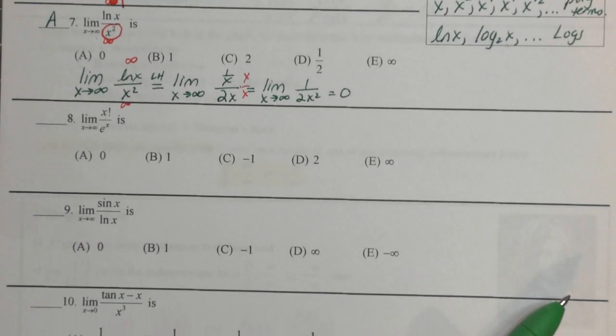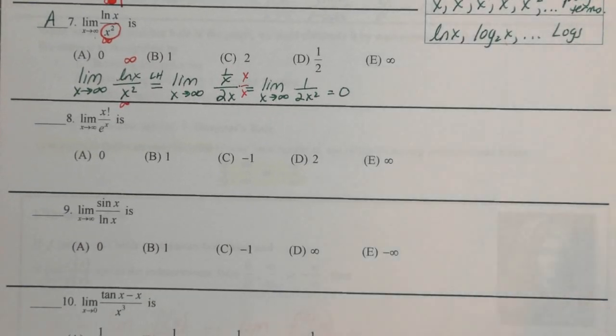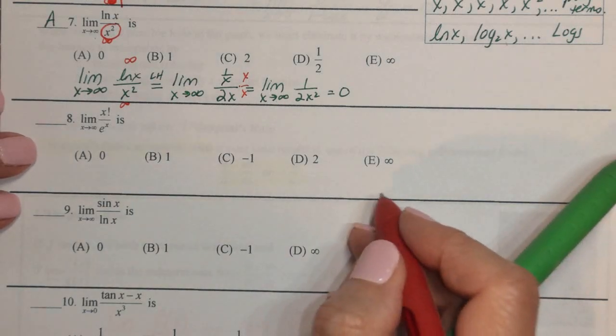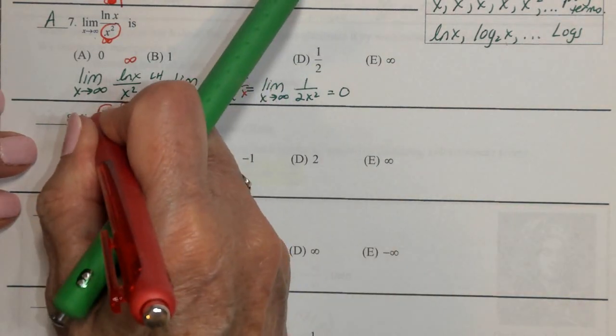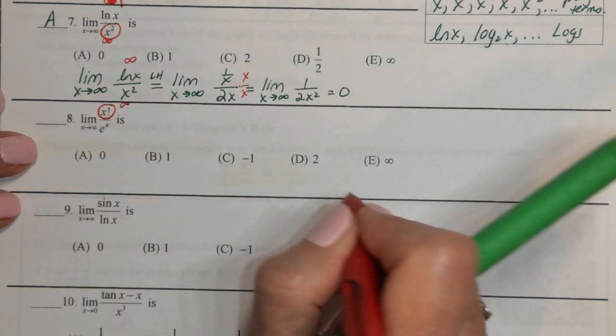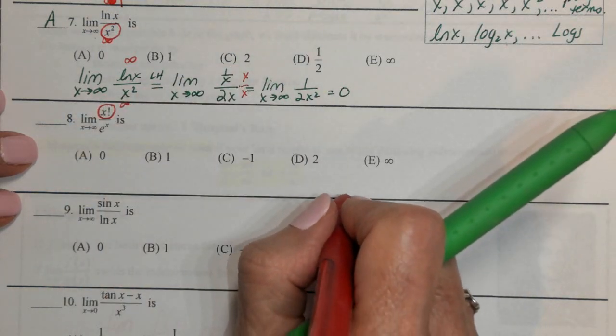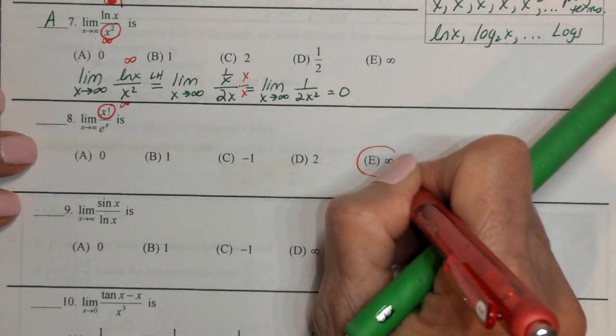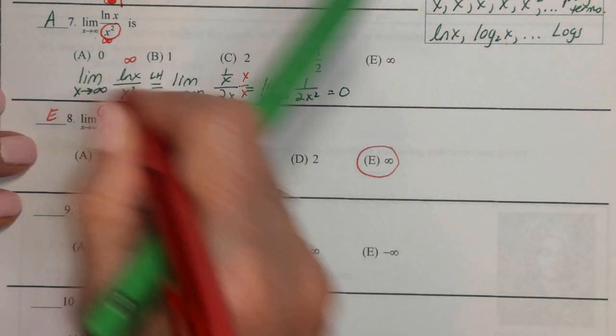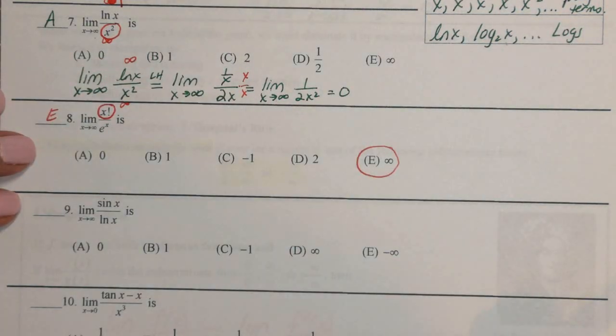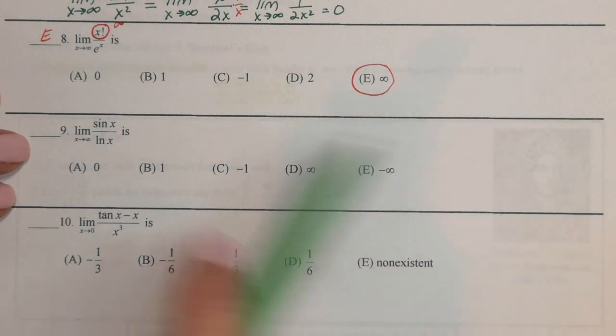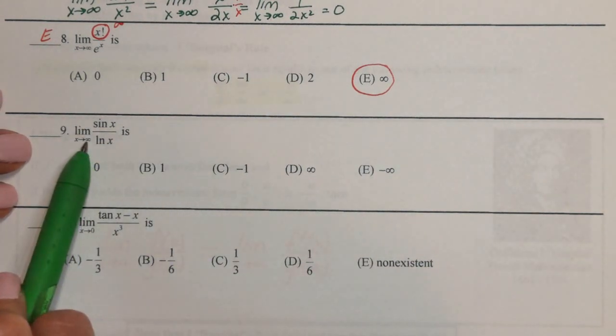Okay, what about number 8? Number 8. Okay, well, I see Big Mama. She's hanging around on top. Big Mama on top. This whole thing is going to infinity. Okay, what about number 9? Another limit going to infinity.